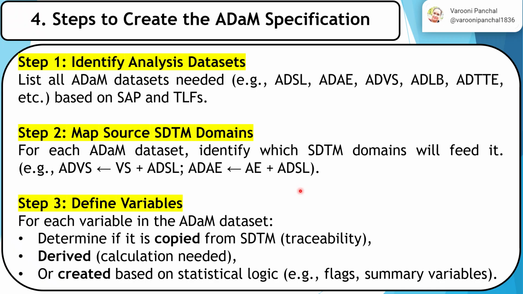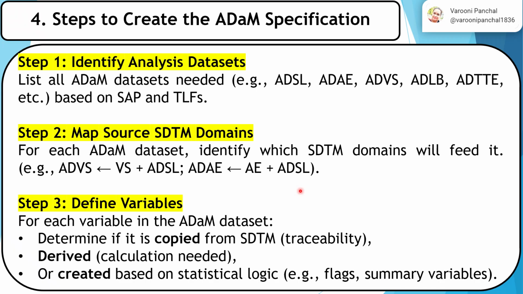Step 3 is to define variables. For each variable in the ADaM dataset, you need to determine if it is copied from SDTM, whether it's going to be the traceability. If you're just going to copy the SDTM variables from SDTM to ADaM, that becomes the traceability. So certain variables you can simply copy, but not all variables can be copied into the ADaM dataset.